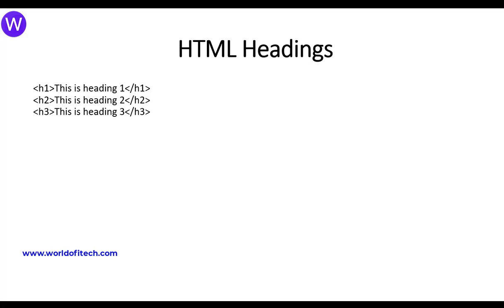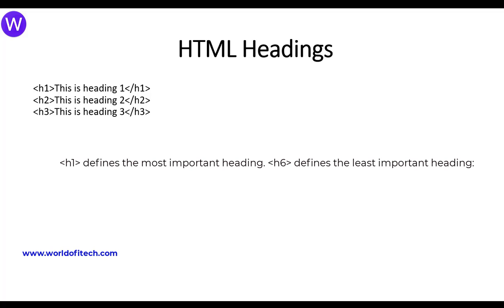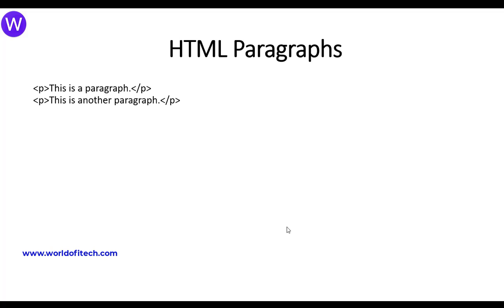HTML headings. HTML headings are defined with the H1 to H6 tags. H1 defines the most important heading. H6 defines the least important heading. HTML paragraphs. HTML paragraphs are defined with the P tag. Example: this is a paragraph, this is another paragraph.